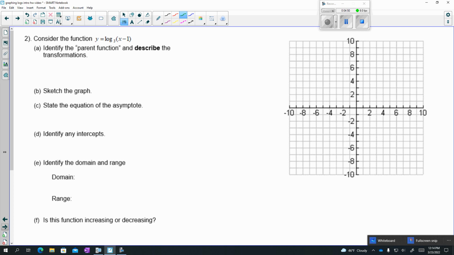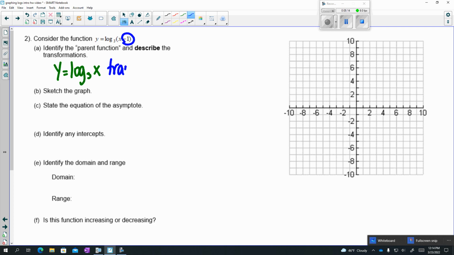Consider the function y equals log base 3 of x minus 1. Same questions to follow up. I'm starting with my parent function, which remember is my original function with no transformations. So my parent function is y equals log base 3 of x. And what changed here is this minus 1 on the inside.